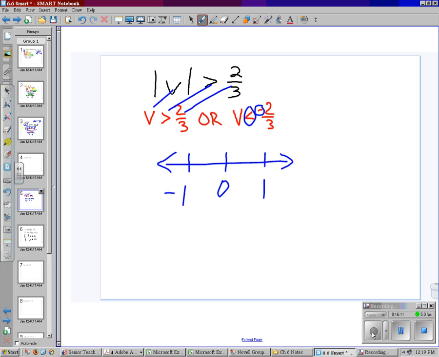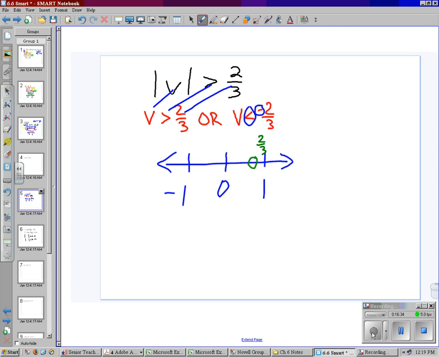Where is 2/3 compared to 1? Angela? It's almost to 1. Okay, so it's a little more than half, right? So we're going to call this 2/3 over here. 2/3. V is greater than 2/3. Which way does the arrow go, ladies and gentlemen?